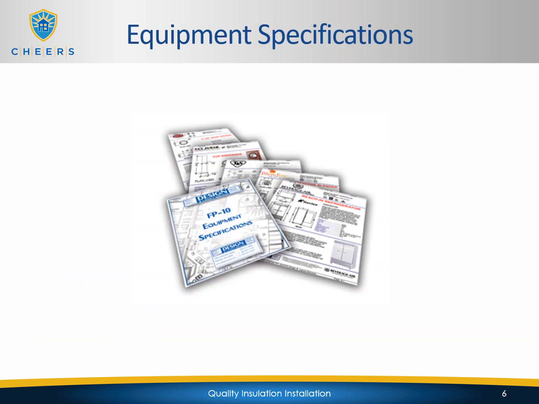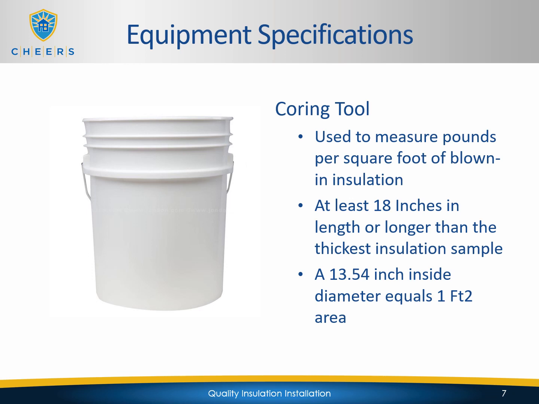So let's start off with the equipment specifications required for these verifications. Now you're going to be using a coring tool when taking samples of loose fill insulation in the attic. This is used to measure pounds per square foot of blown insulation. It has to be at least 18 inches in length or longer than the thickest insulation sample. A 13.54 inch inside diameter equals 1 square foot of area.